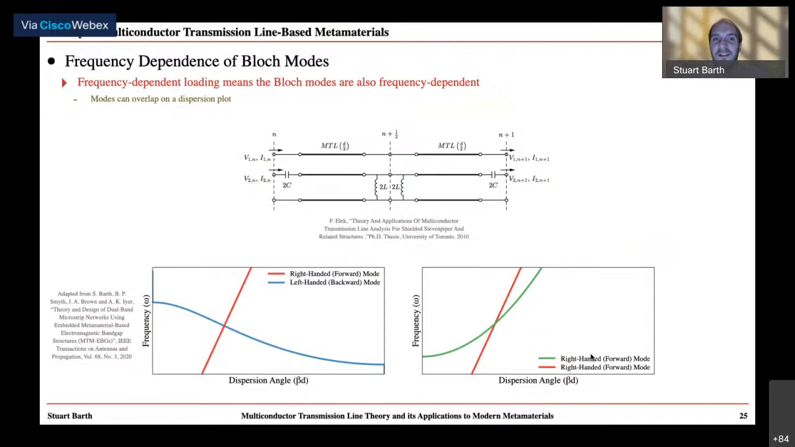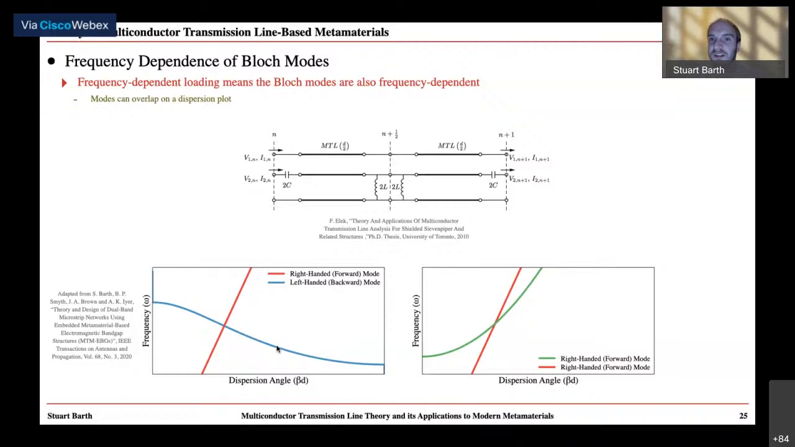But interestingly, due to the frequency-dependent nature of the loading reactive elements, capacitors, inductors, etc., the Bloch modes are also frequency-dependent. So this means we can have interesting effects happening, such as modes overlapping on a dispersion diagram. So I've shown some examples in the bottom. On the bottom left, we have an example of a right-handed mode, shown by the red curve, overlapping with a left-handed backward mode, shown by the blue curve.